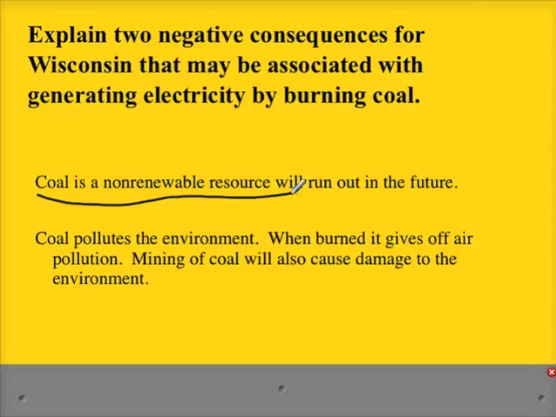Also, coal pollutes the environment. When burned, it gives off air pollution. Mining of coal will also cause damage to the environment. So, two possible negative consequences. One, it's not renewable. Secondly, it pollutes in all aspects of it. From the time we mine it out, it's going to wreck the environment, and those lands are going to have to be reclaimed, or when we burn it, it pollutes the environment as well.